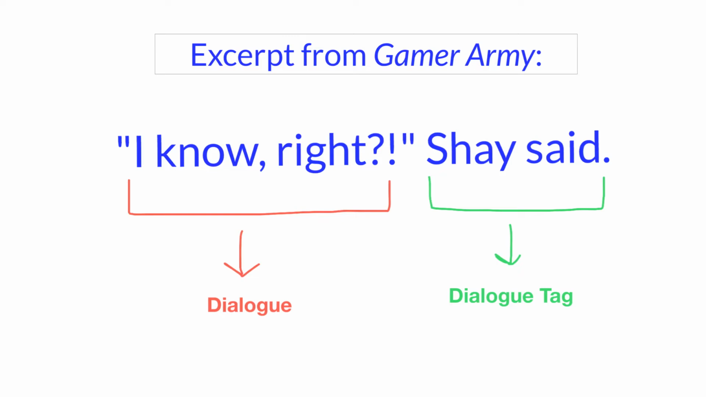Okay, so real quick, let's take a review checkpoint. Dialogue right here in red, "I know, right?" is what she actually said, the words that were spoken. In green, the dialogue tag tells you who is speaking, or it shows you the speaker in the story. So pay attention to this. There's a reason why we're reviewing this. It's probably going to show up again, maybe in a bell ringer, maybe somewhere else. Continue watching.